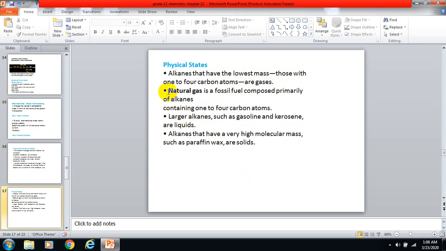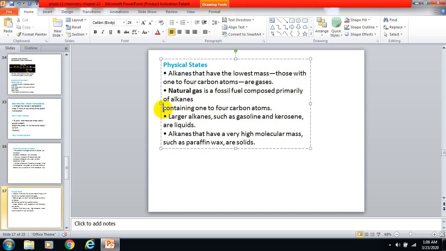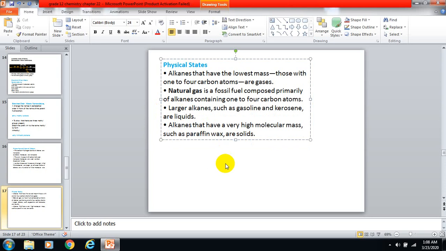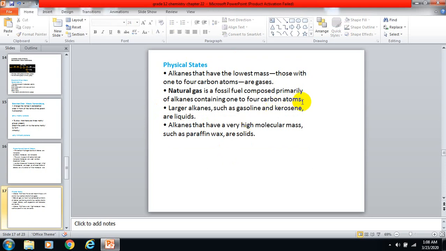Now look at the first one, natural gas. Natural gas is a fossil fuel composed primarily of alkanes containing 1 to 4 carbon atoms. Larger alkanes such as gasoline and kerosene are liquids. Of course, alkanes that have a very high molecular mass such as paraffin wax are solids.